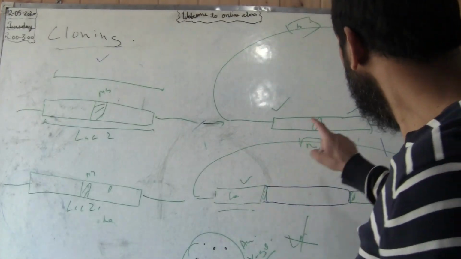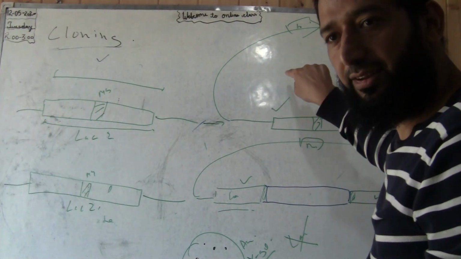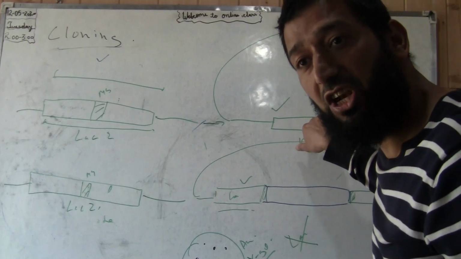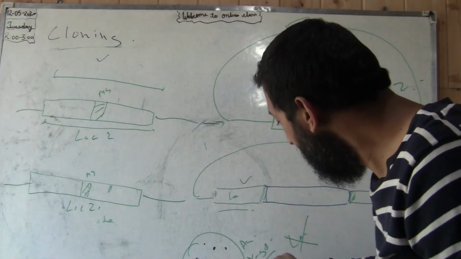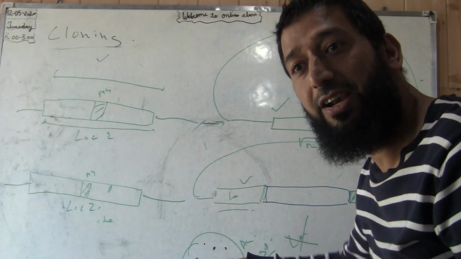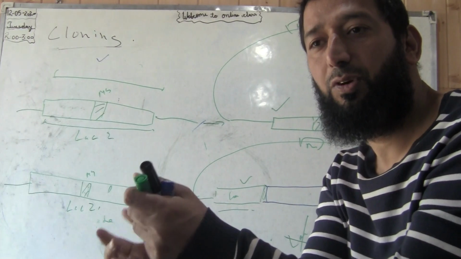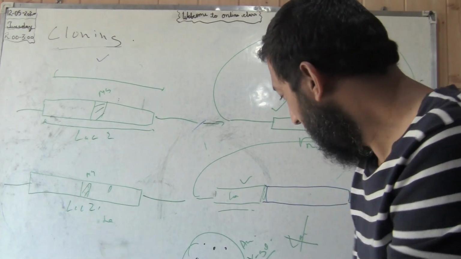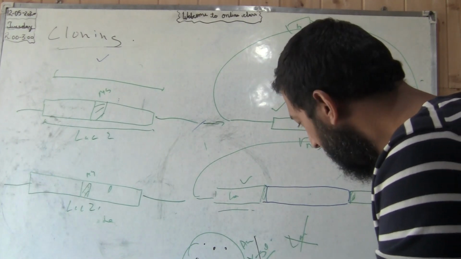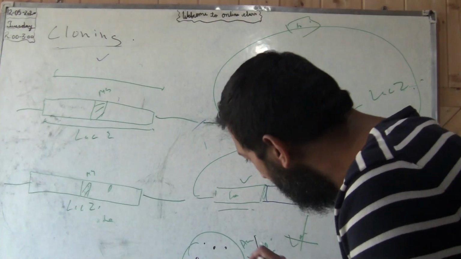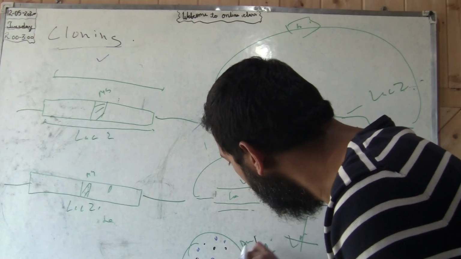But now here, this colony or this vector which does not have an insert, its lacZ is functional. It will produce functional lacZ, and that will degrade the X-gal in your medium. Once the X-gal is degraded, it will give blue color, because the product of X-gal breaks into two parts, and one part gives a blue color. So these colonies will appear blue because of a functional lacZ.